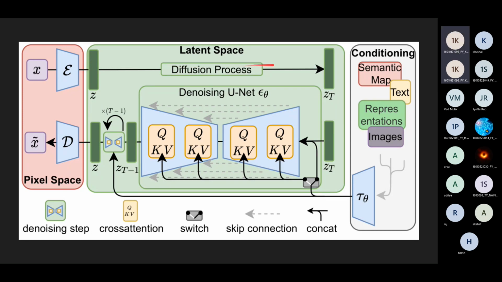Then in the forward diffusion process, it is first converted into a ZT. ZT is basically a time step. So after adding noise amount of 1, it becomes Z1, then Z2 and Z3 and so on till ZT. Now the conditioning can be done using a semantic map, text, representations, or images. So I am only going to cover the text part. The images part will be covered later during Himanshu's session.